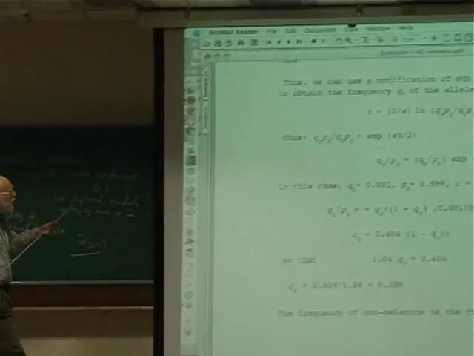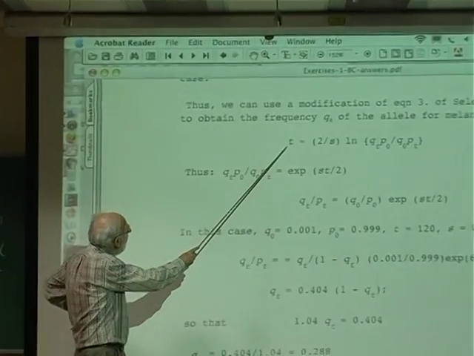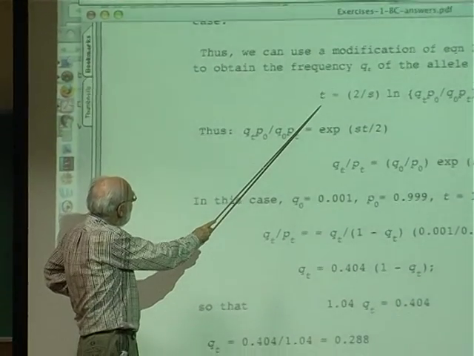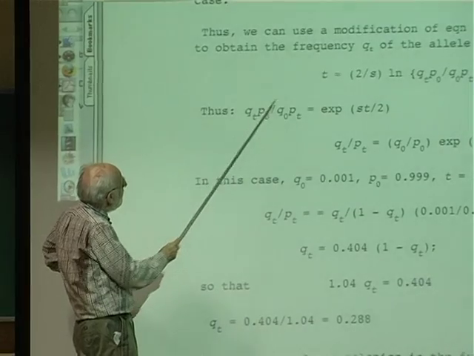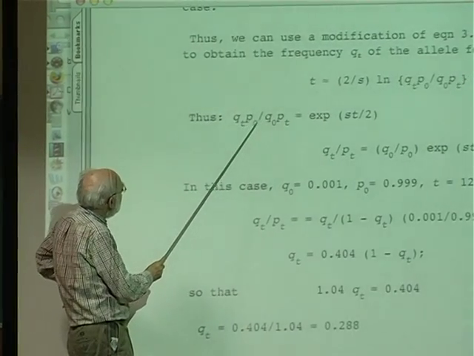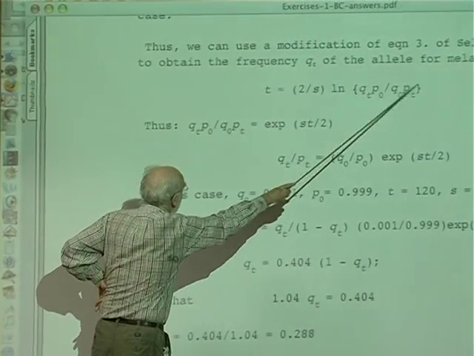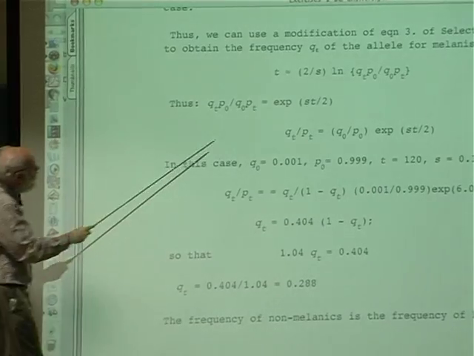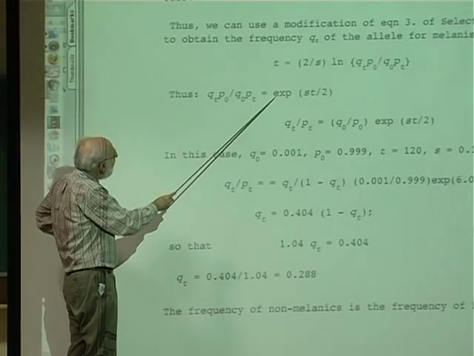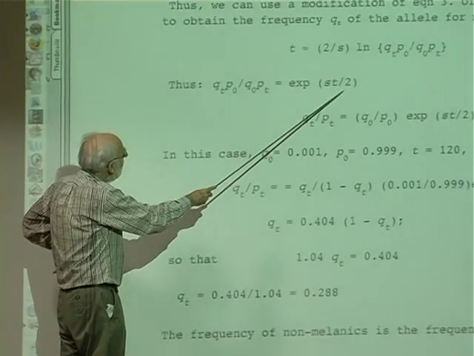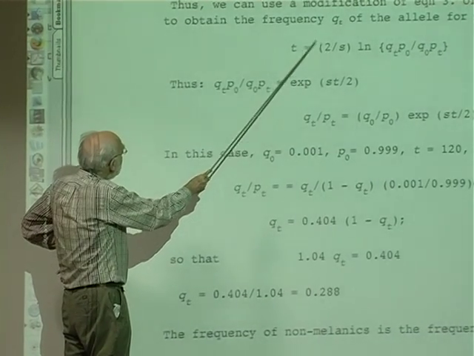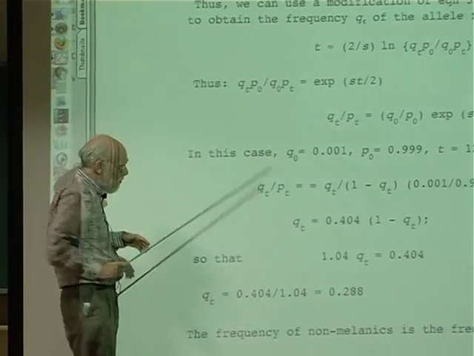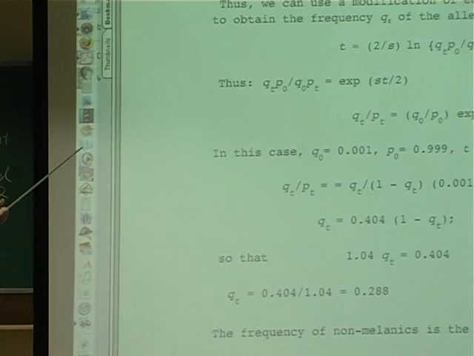By the definition of a natural logarithm, we take the natural logarithm, and if we raise this to the power e, we get q_t p_0 over q_0 p_t, that's this term here, all raised to the power e, and so that's equal to the exponent of st over 2. So I'm bringing the t and the s over to this side, so we get st over 2, and then we take the exponent of that. Okay, everybody happy with that step?